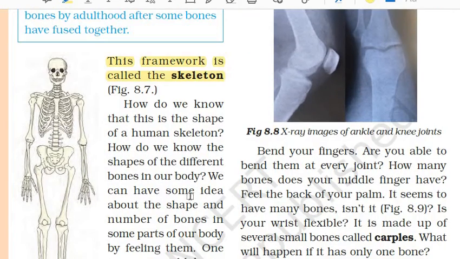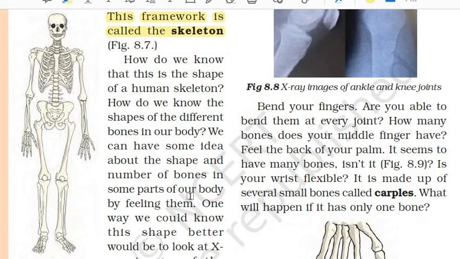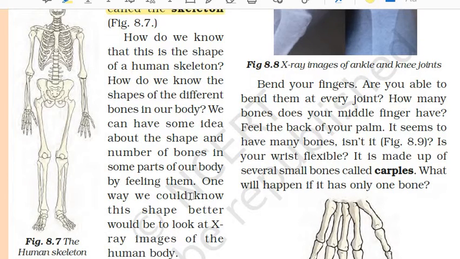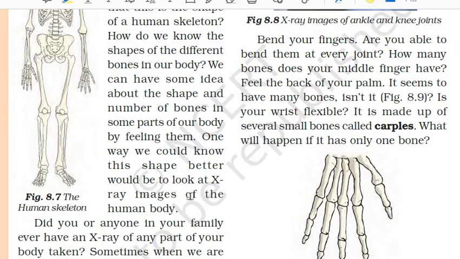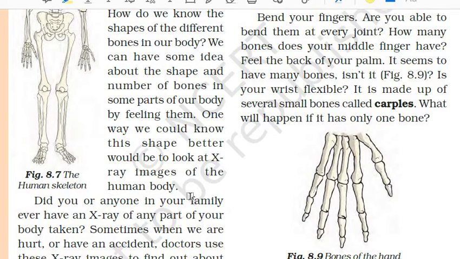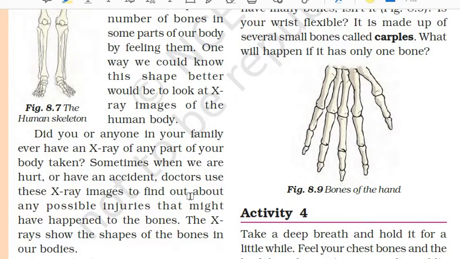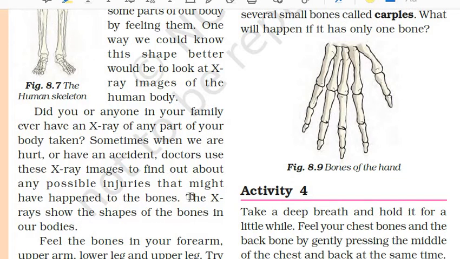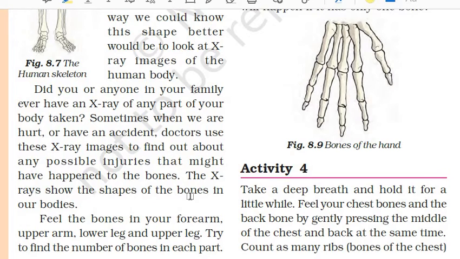How do we know that this is the shape of the human skeleton? Okay, how do we know the shape of the different bones in our body? So we can have some idea about the shape and number of bones in some parts of our body by just feeling them. One way we could know the shape better would be to look at the X-ray image of the human body. Has anyone in your family ever had an X-ray? You can just look at that X-ray. You will find out that the X-ray shows the bone parts in our body.